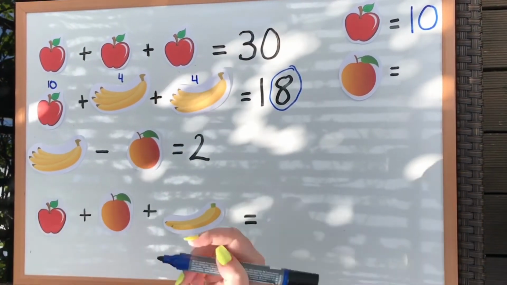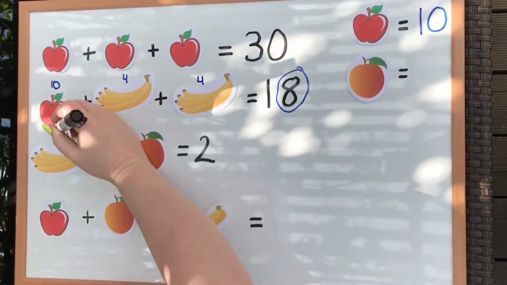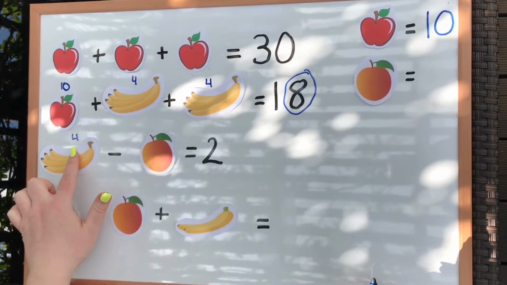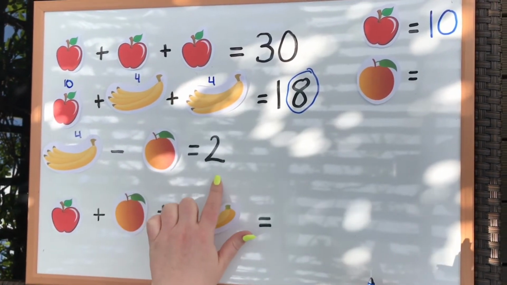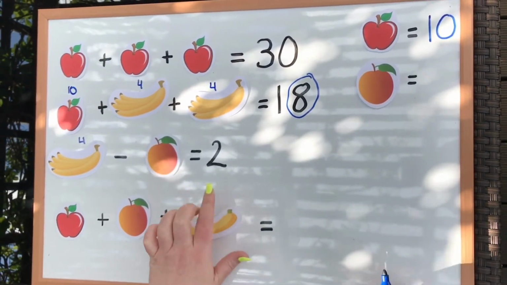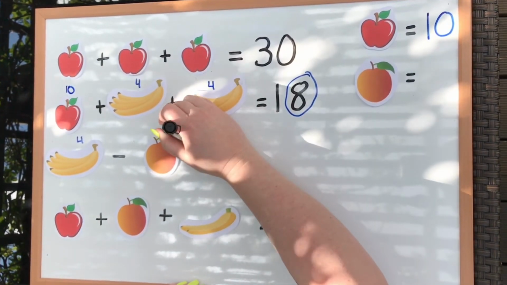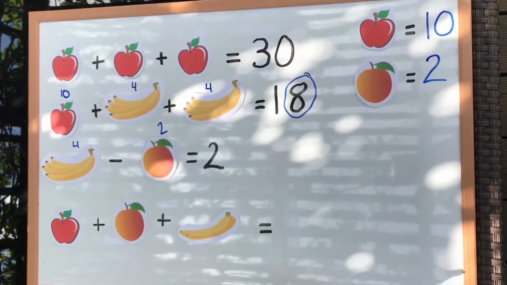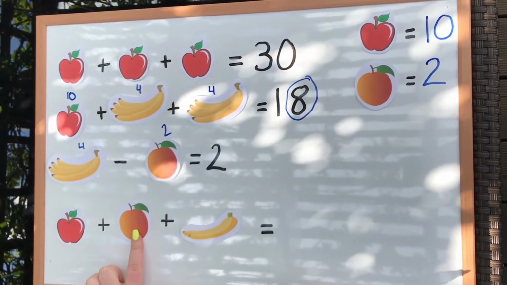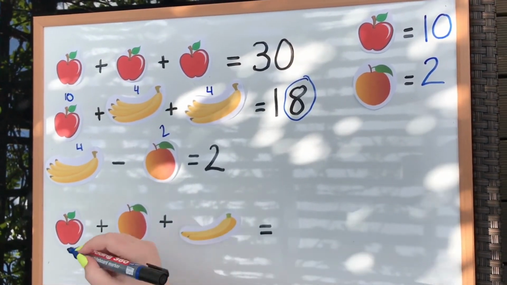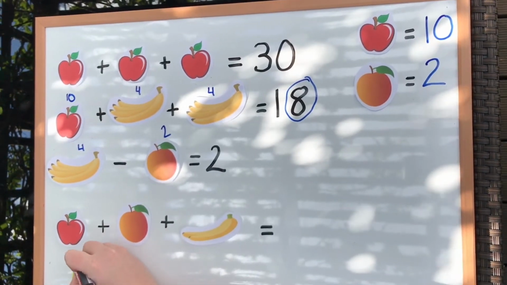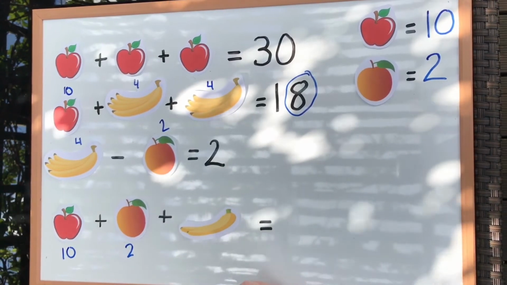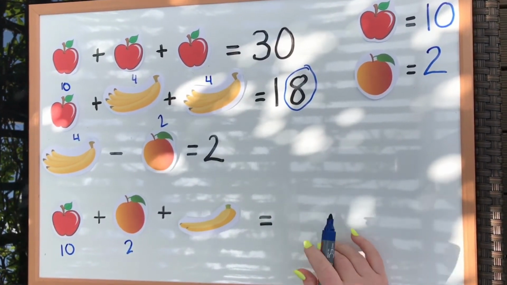Now we have a bunch of bananas again, which equals 4. Take away a peach equals 2. So 4, take away what equals 2? So peach is equal to 2. Now down to the tricky part. We have apple plus peach plus bananas. So apple is 10 plus peach, which is 2, plus bananas equals what?